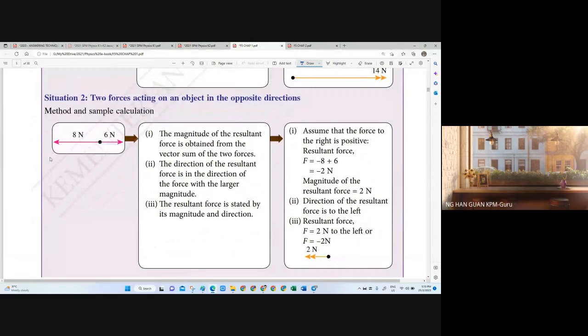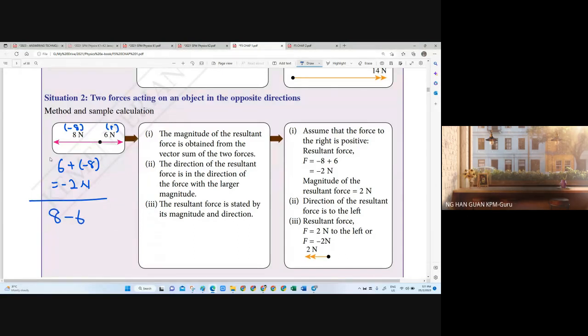For example, in this case, when we assume that to the left is negative, so here we have negative 8, and to the right is positive. So once we total up these two, we have 6 plus negative 8, and you get the result of negative 2. When you have negative 2, it means it follows the negative direction, right? So like that.